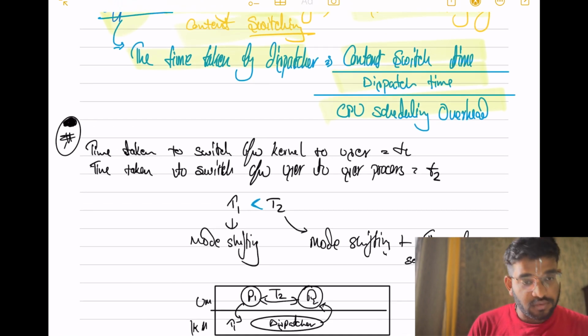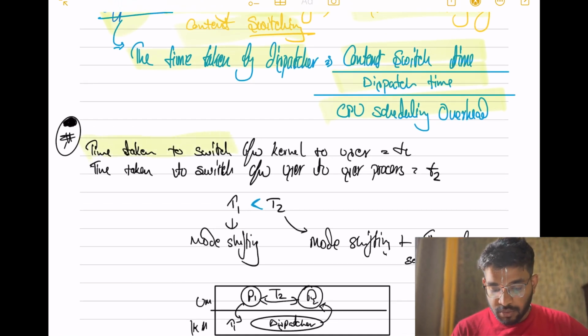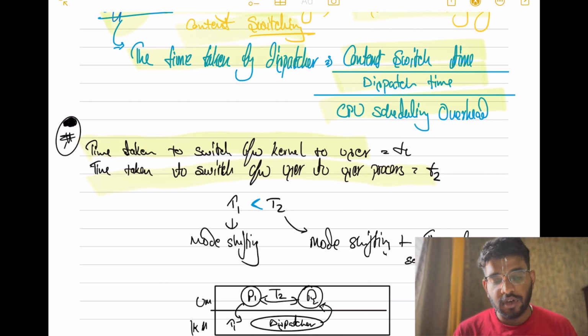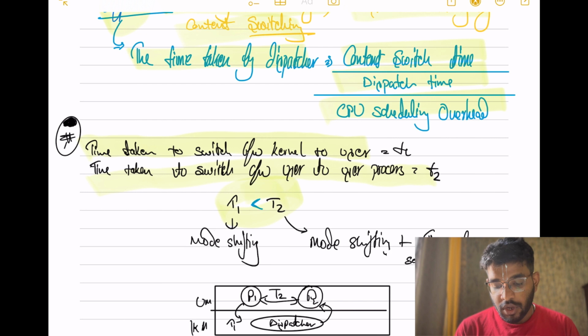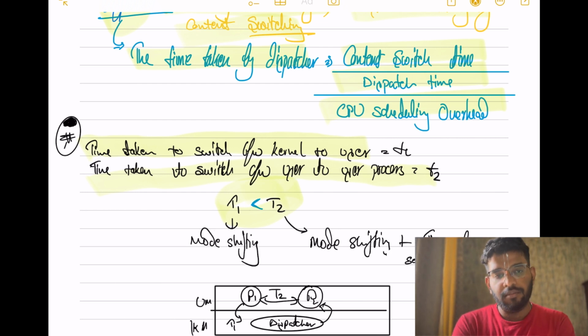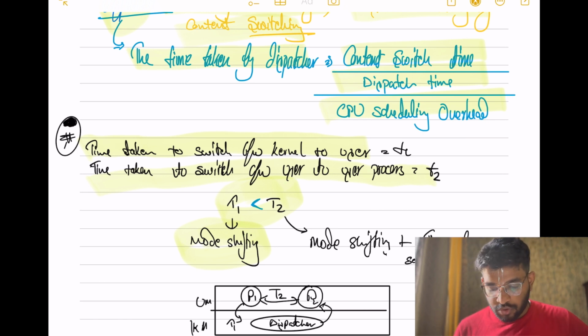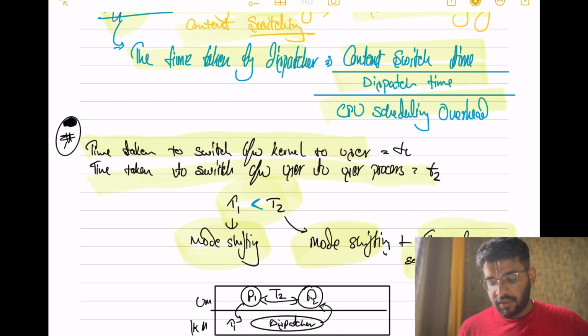There is a question something like this. Time taken to switch from kernel mode to user mode is T1, and time taken to switch from user process to user process is T2. Which time, T1 or T2, is greater? T2 is obviously greater than T1. When a process moves from kernel to user mode, it requires only one mode shift. But when a process needs to shift from user to user, first the process moves from user to kernel mode, then back to user mode. So mode shifting plus time for saving and loading the PCB, which is basically context switching time.